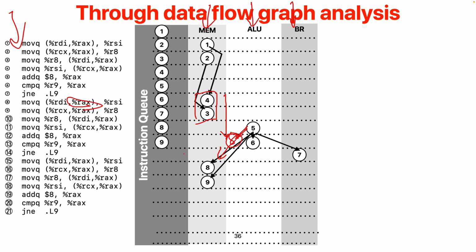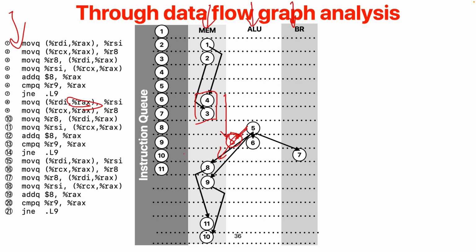How about 10? After 9? No. Who is 10 depending on? 9. So how many cycles does it take for 9 to make its result available to 10? 4 cycles later. So 10 has to be earliest here, right? Similarly, for 11, it's earliest here, right?